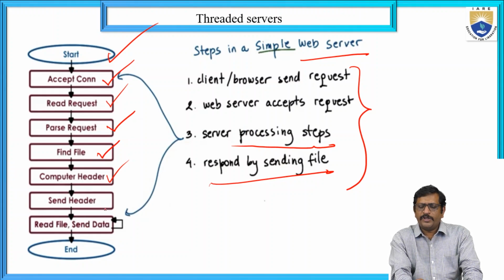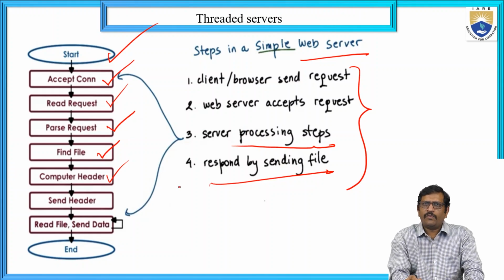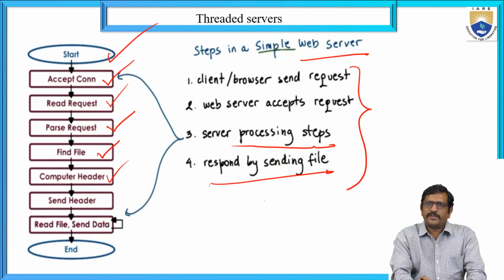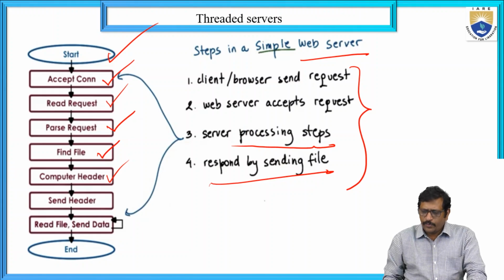This is a loop that repeats continuously, reading the files and sending the data to the corresponding clients. When sending the data to the client is completed, the process ends. This is the flow for improving the performance of a threaded server by performing these operations in sequence.